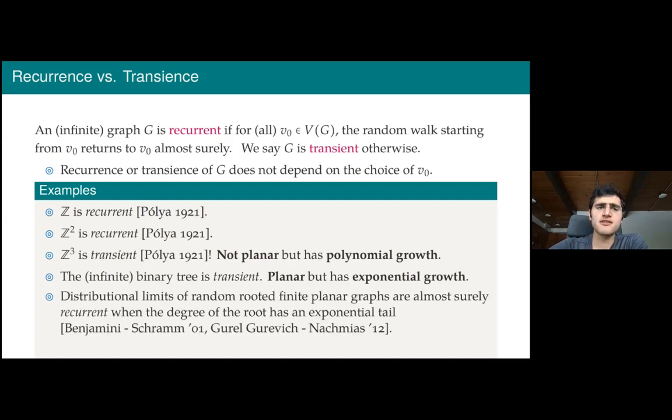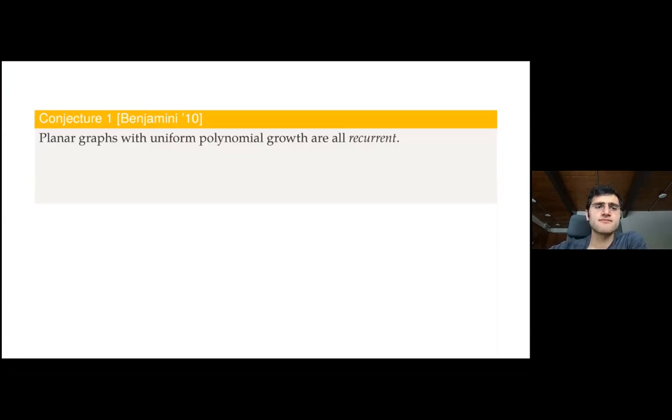And in fact, all of the previous constructions that I described earlier were recurrent, by works of Benjamini and Schramm and Gurel-Gurevich and Nachmias. This includes the Q infinity example that I described and also the UIPT. So Benjamini conjectured that this holds for every planar graph of uniform polynomial growth.